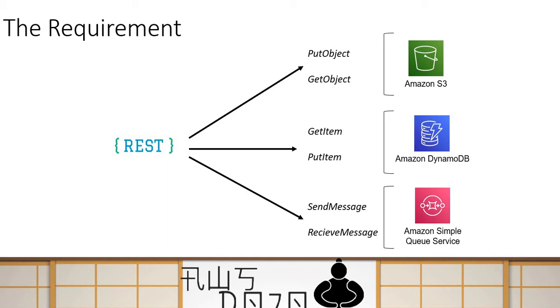If you have this kind of requirement, then you need a proxy API, because all your API has to do is work as a proxy, simply perform the operation on the backend AWS service without putting any in-between business logic.